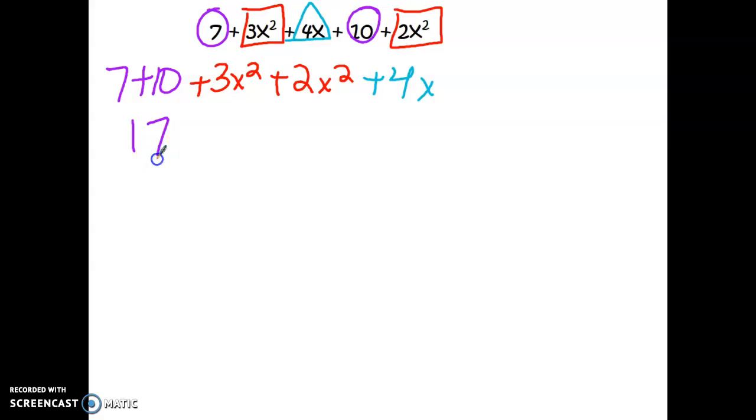Then I just add together: 7 plus 10 is 17. Then I have 3x squared plus 2x squared, which is 5x squared. And then I have 4x. And this is my final answer.